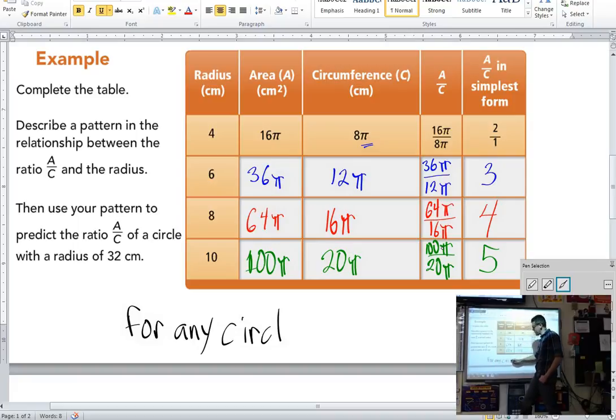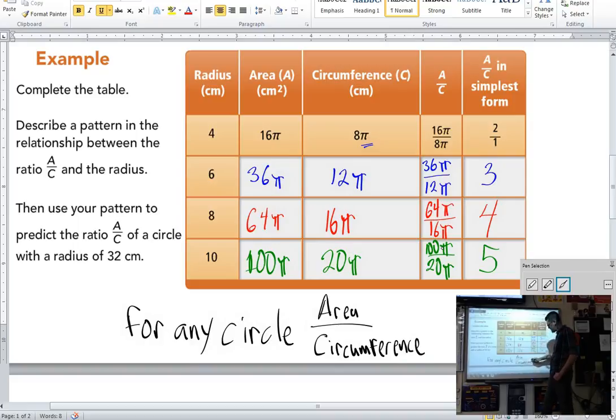So down at the bottom, for any circle, area divided by circumference. Julia? Yeah, it's half of the radius. Or your radius divided by 2.